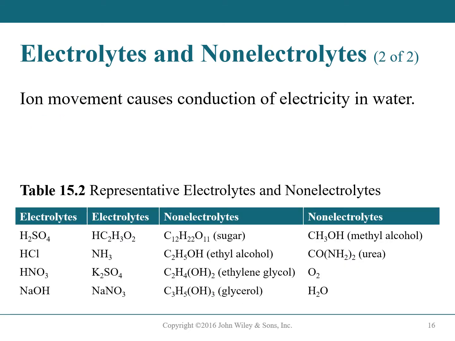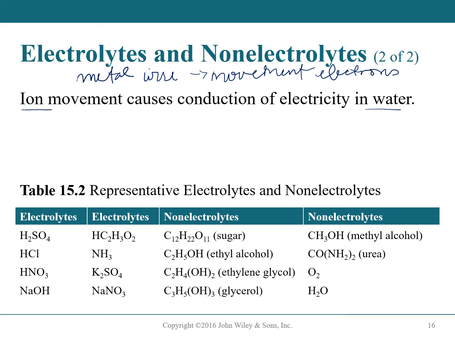Okay, so let's talk about what are some types of compounds that are electrolytes and what are non-electrolytes. When you're looking at a metal wire, like a copper wire, it's the movement of electrons in the wire that conducts electricity. But in an aqueous solution, there aren't any free electrons moving around. When you have an ionic compound dissolved in water, then it's the ion movement.